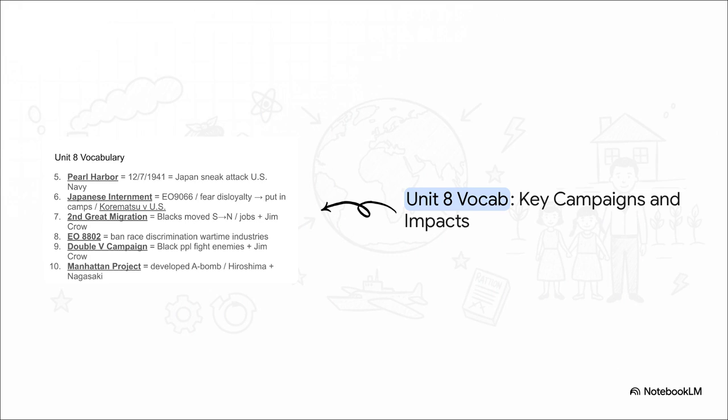Look at number 8, Executive Order 8082, which banned racial discrimination in wartime defense industries. A huge step forward. Yet right above it, at number 6, we see that the brutal Japanese internment policy was actually upheld by the Supreme Court in the Korematsu decision. Just a grave historical injustice.